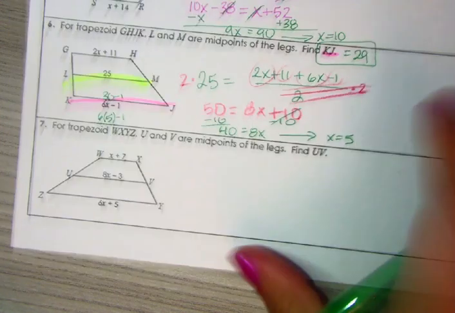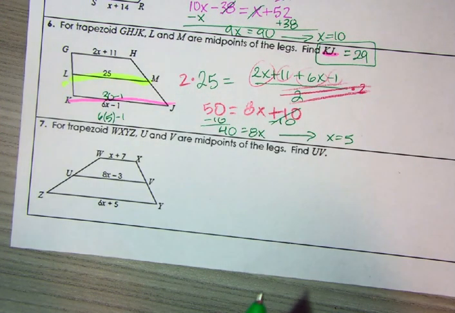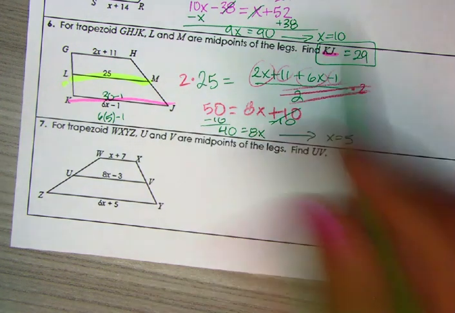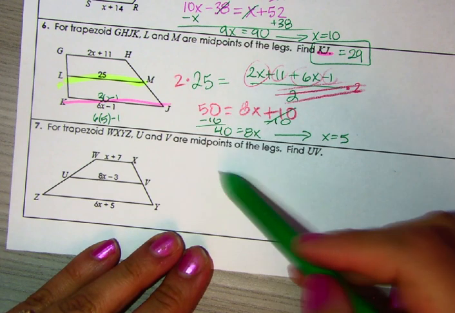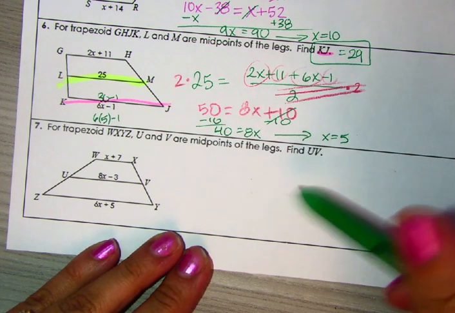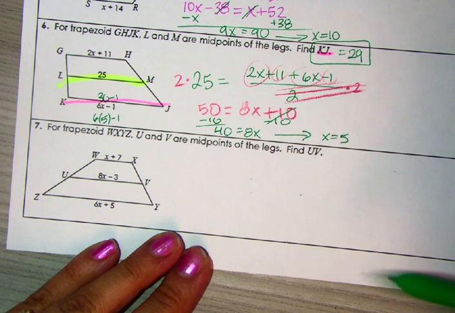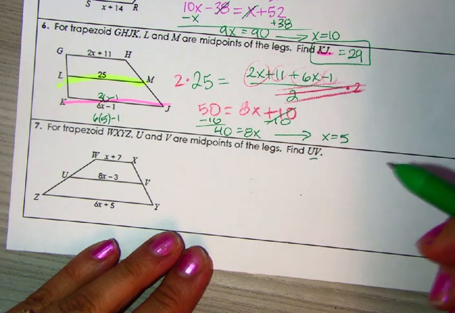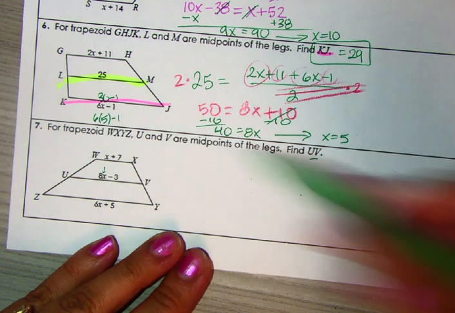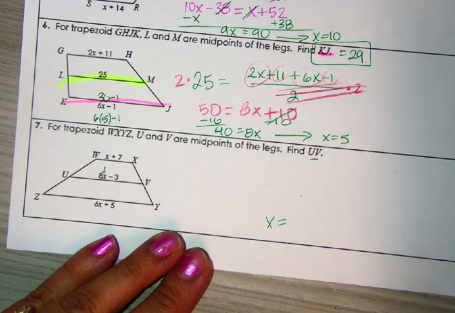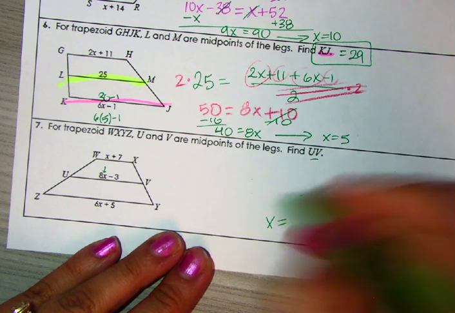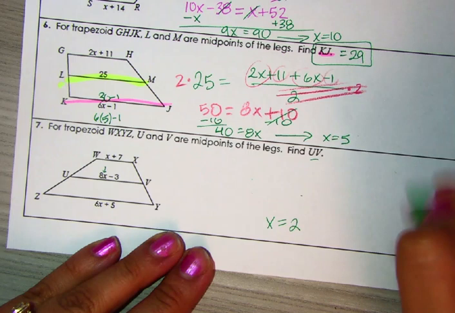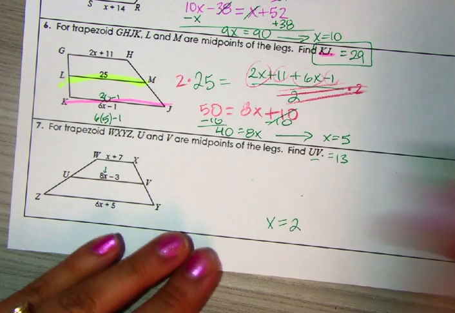Okay, I'll let you pause the video and try the last one. The last one is just following the same examples. Write it down with your formula of mid-segment equals 2 bases added divided by 2. Multiply times 2, and then solve for x. It's asking for UV, so you just substitute the x in there. So the x value, pause the video if you haven't done it yet. All right, so the x value that you should have gotten was 2. And then that results in being 13 for the mid-segment.